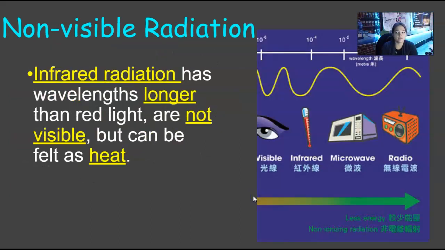Okay, so we have some non-visible radiation. Like I told you, right here is just a tiny, tiny little sliver. But when we look at this side where you have the longer wavelengths, it is called the infrared side, or the infrared radiation. It has longer wavelengths than red. They're not visible, but you can feel these as heat. So here's infrared, microwave. You can feel some heat off that. That's how the microwave works, and then you've got radio waves.